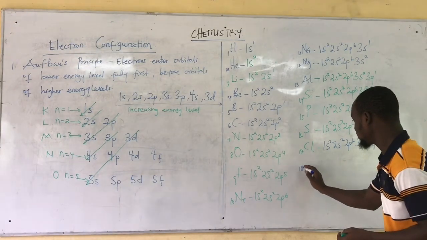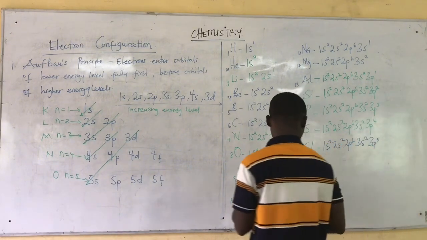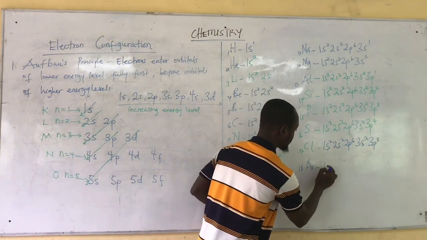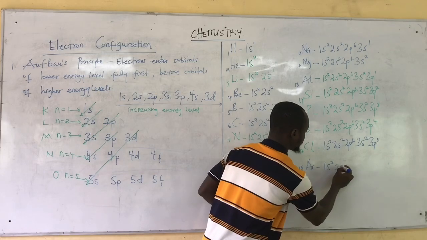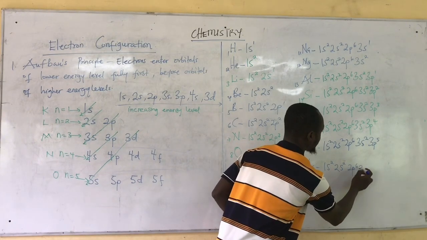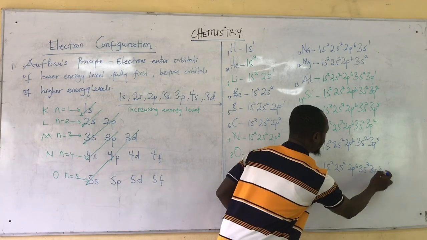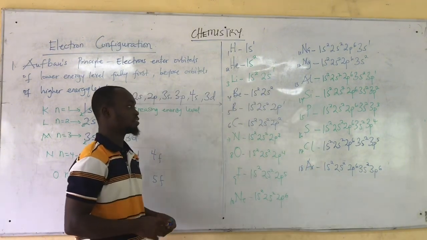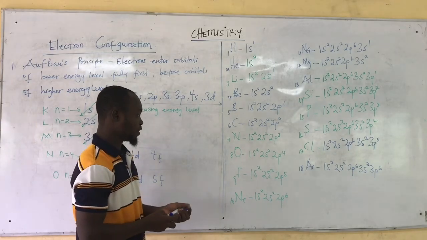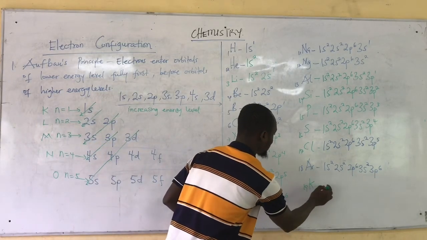The next element, argon. So argon becomes 1s2, 2s2, 2p6, 3s2, and then 3p6. That is argon. Now, the next element, potassium, atomic number 19.